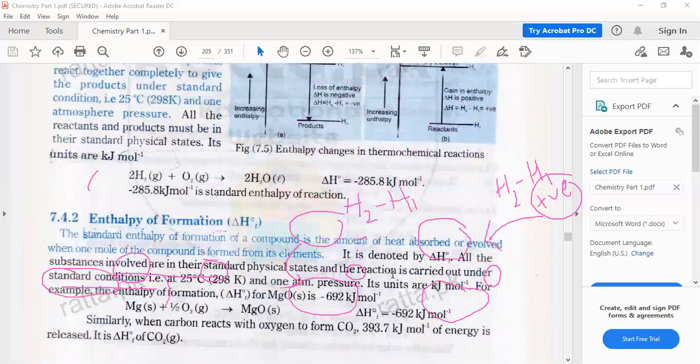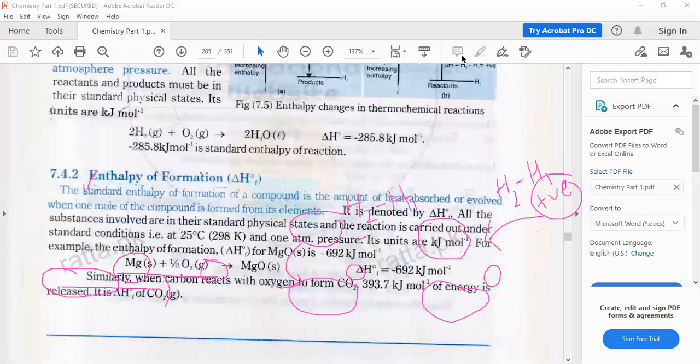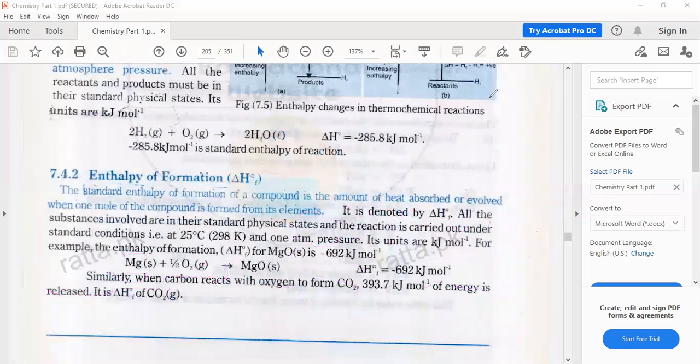we having an enthalpy of formation. It sounds like that something is formed during a reaction. So compound is formed by its elements. The enthalpy change during the formation of the compound by its element is called enthalpy of a formation. You represent enthalpy of formation as delta H F naught. Delta HF naught.